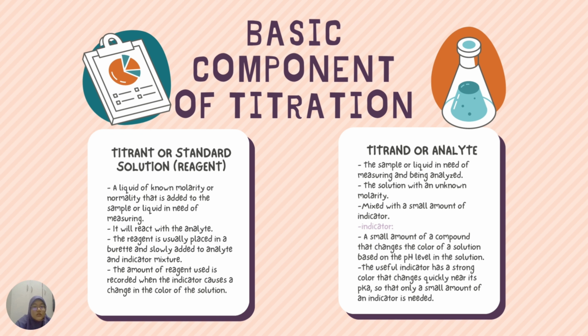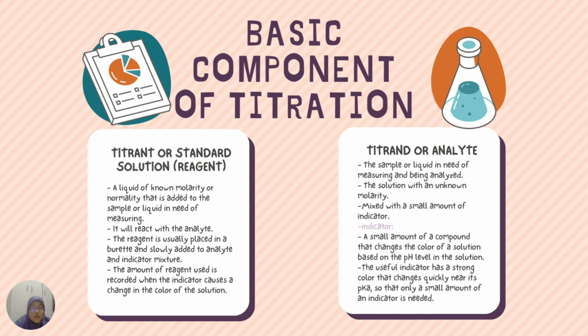The second one is the titrand or analyte. It is the sample or liquid in need of measuring and being analyzed, the solution with an unknown molarity. It is mixed with a small amount of indicator. What is an indicator? An indicator is a small amount of a compound that changes the color of a solution based on the pH level in the solution.